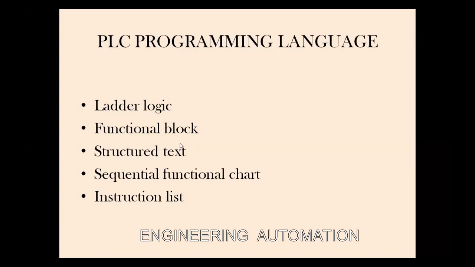Next one is functional block diagram. Next, structured text, sequential function chart and instruction list. Let's see a gist of information about all these programming languages. Okay, so ladder logic. It is a graphical representation of the process with the rails and rungs of logic. Let's discuss about these rails and rungs shortly. It's somehow similar to the relay ladder logic technique that was replaced by the PLC.